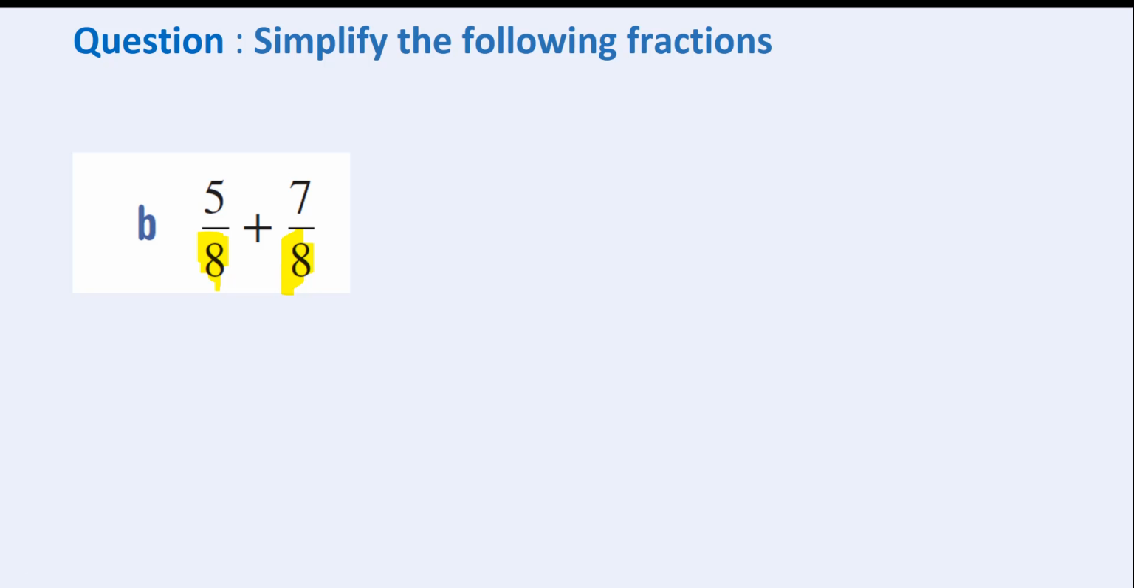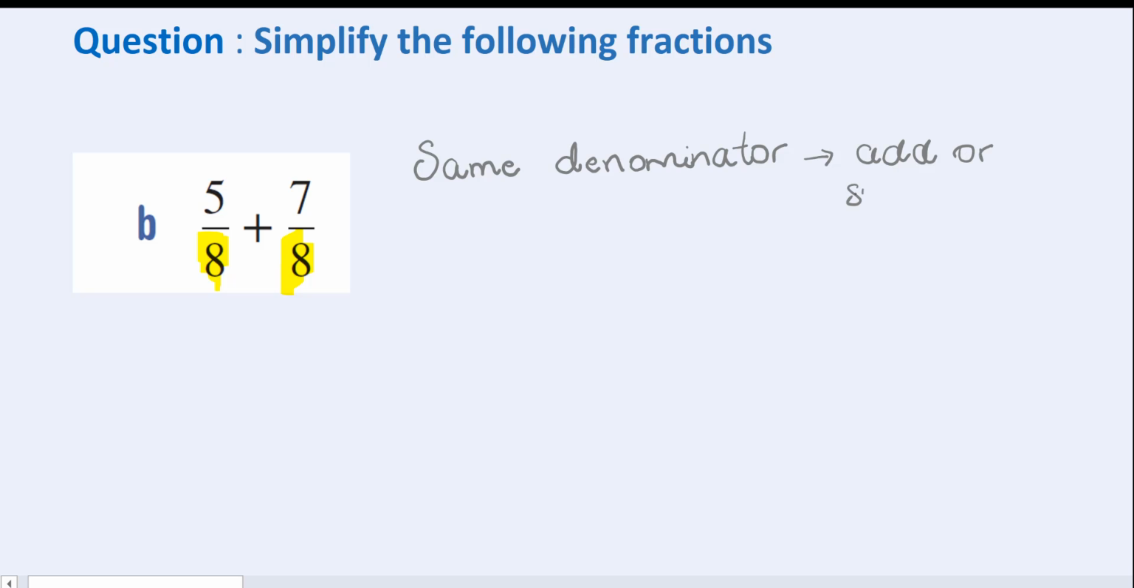Now, the first step would be you need to have a look at the denominator. So the number at the bottom. So in this case, both the numbers of the two fractions at the bottom are the same. So the fractions have the same denominator. So in that case, we can simply add or subtract the two fractions by adding or subtracting the top numbers.